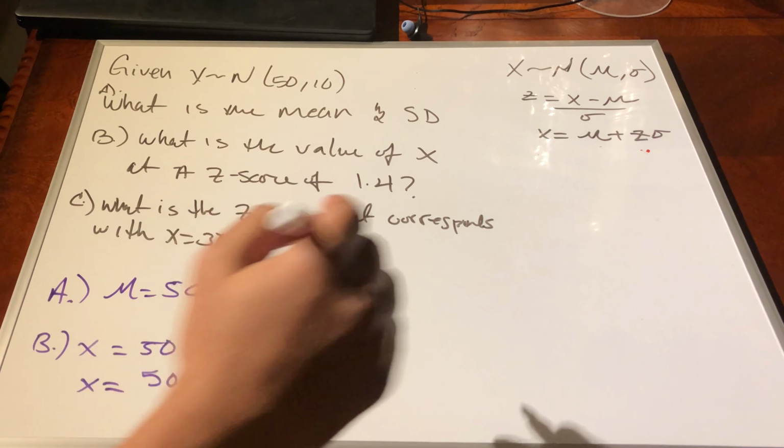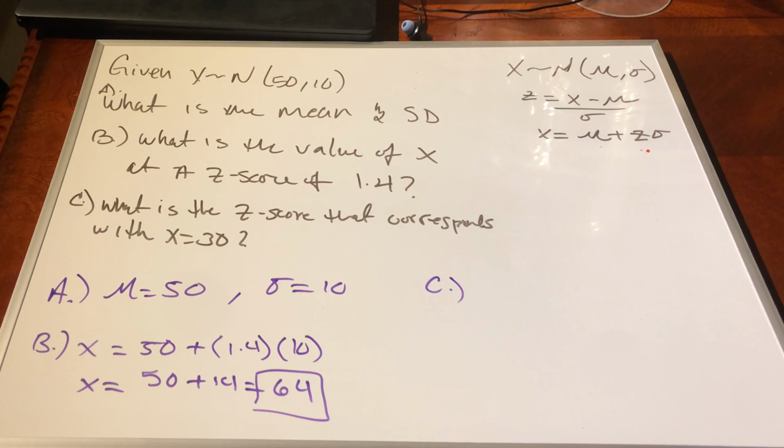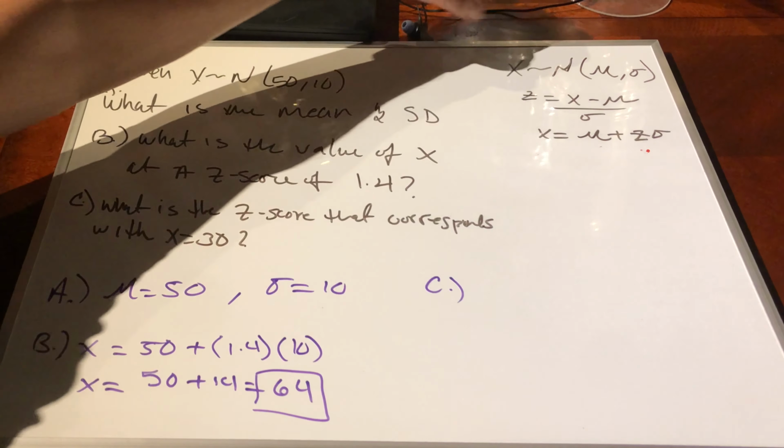Now part C, we're going to go ahead and solve. As you can see, this is not that hard once you're able to understand what you're given. Part C asks, what is the z-score that corresponds with the x value of 30? So now it's asking you to find the z-score, right? What is the z value? Now we know the z value is right here.